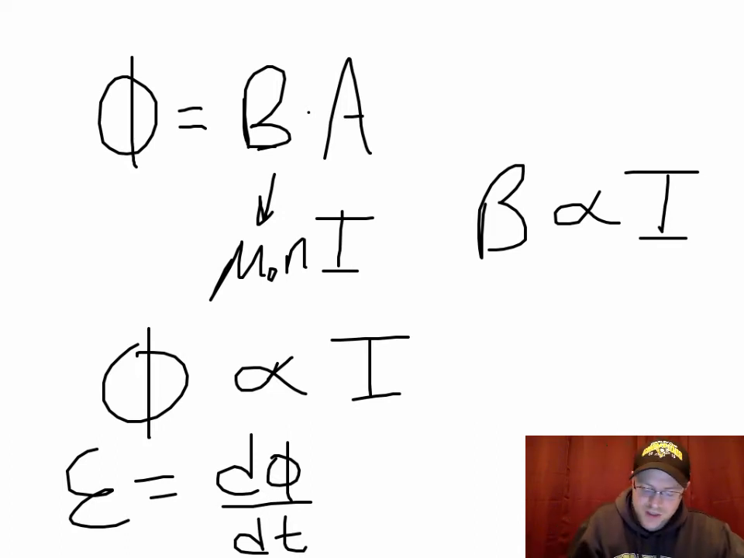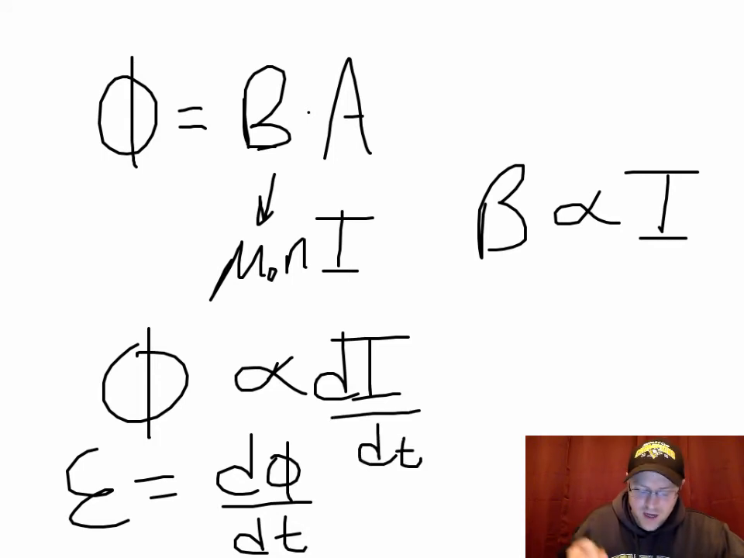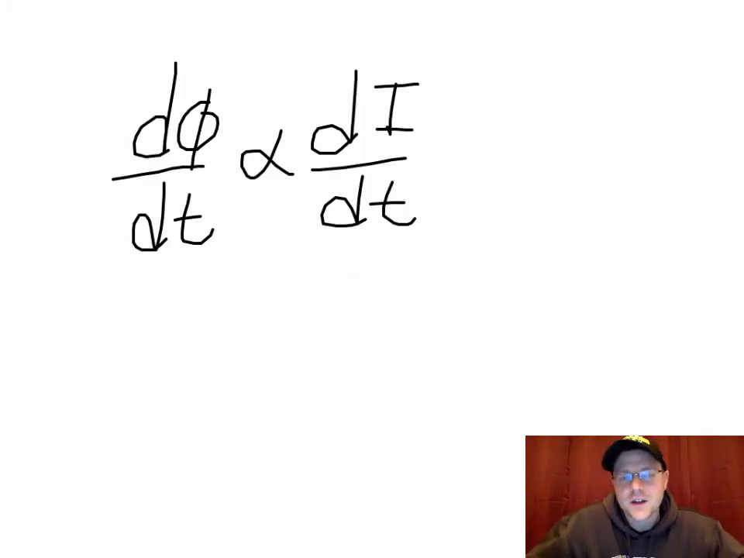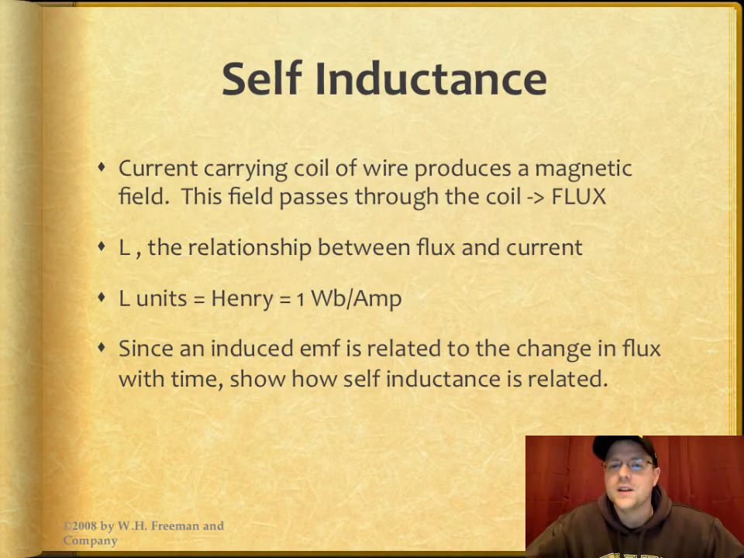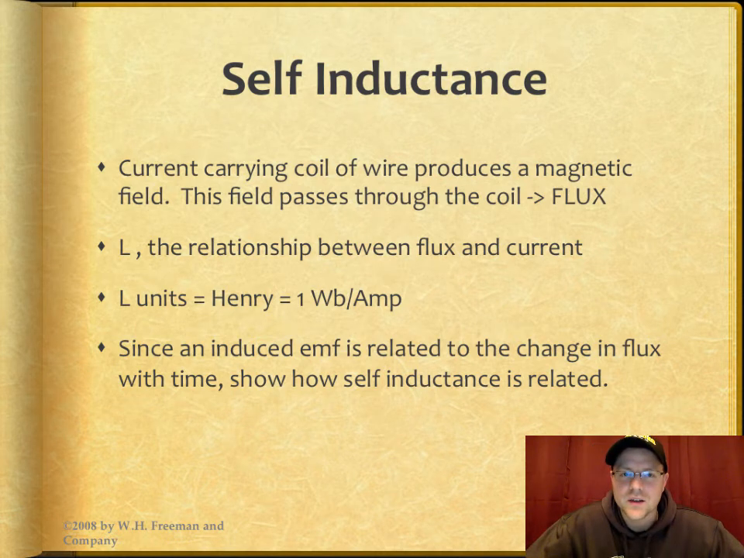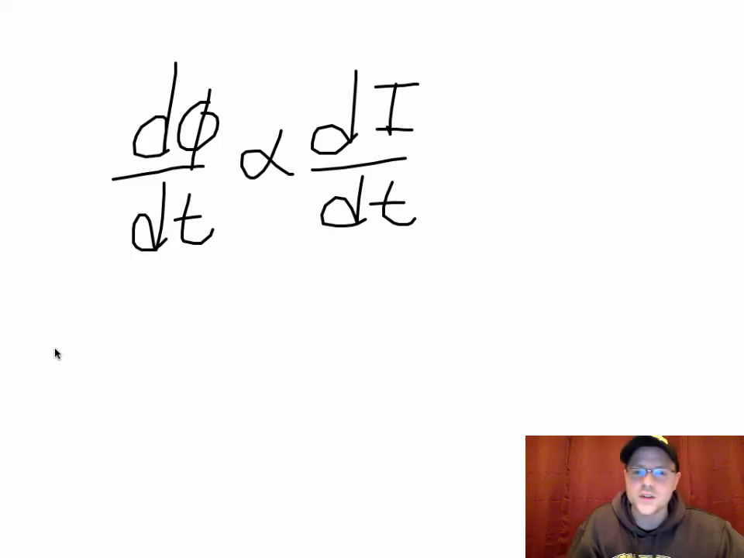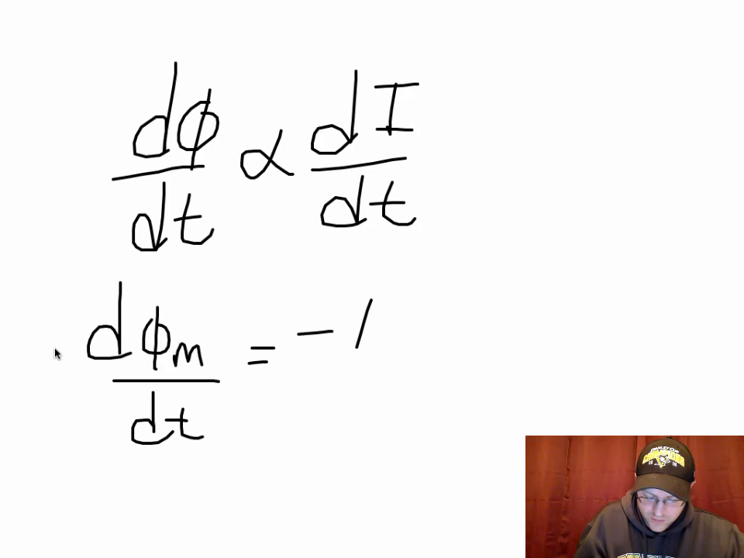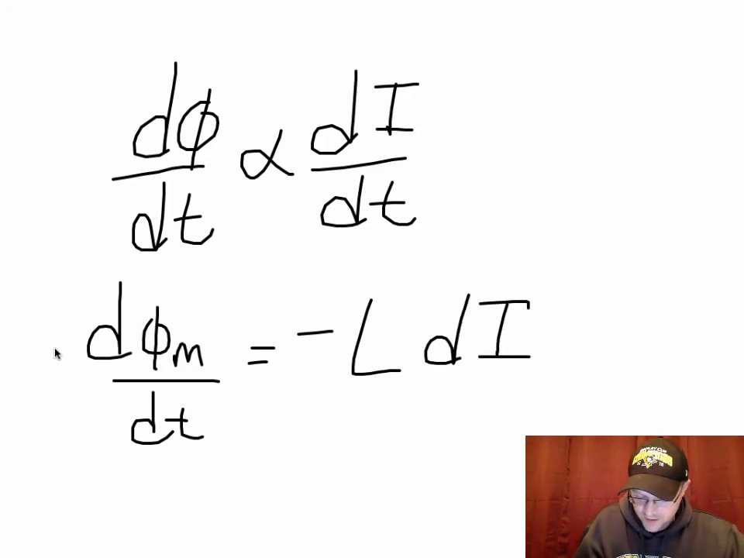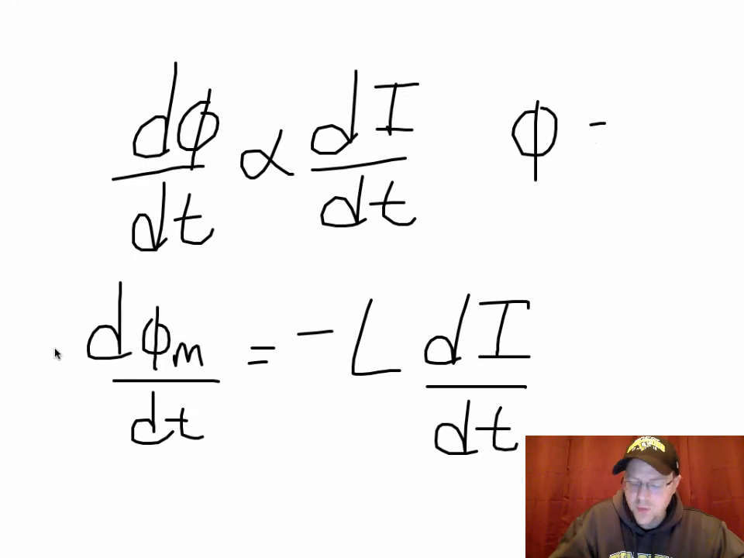So if we keep changing the current with time, I will also be changing the flux with time. So what self-inductance says is that there's a constant of proportionality between the change in flux with time and how the current changes with time. And so we call that L. L is the relationship between the flux and the current. We call this the inductance. So the way that I can write this is that the change in magnetic flux with time is equal to negative L di dt, where L is the proportionality constant between current and flux.